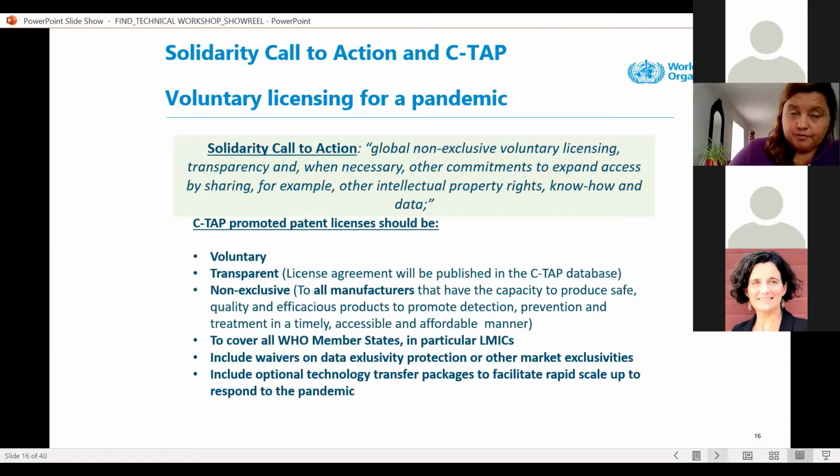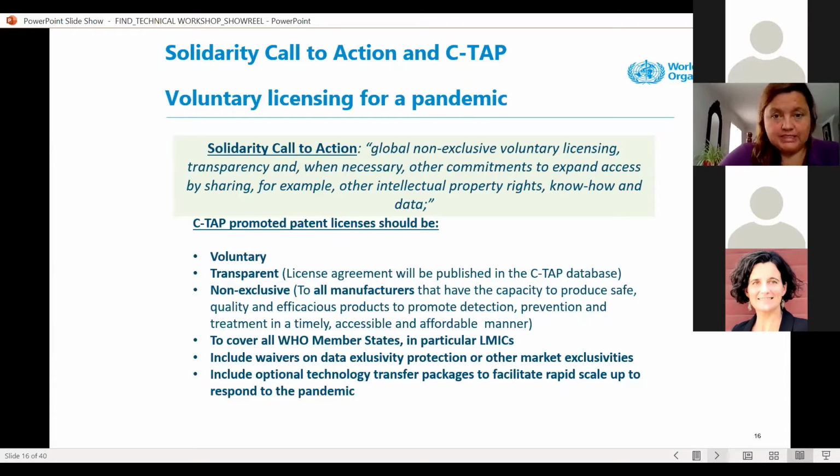This is the model of voluntary licensing we are proposing for this pandemic situation. At the beginning, you have the solidarity call to action, which translates basically into important principles in the licensing agreements. First, it's a voluntary mechanism. I think we should repeat that many times, because it's not compulsory in any way. The companies come voluntarily to offer their technologies.